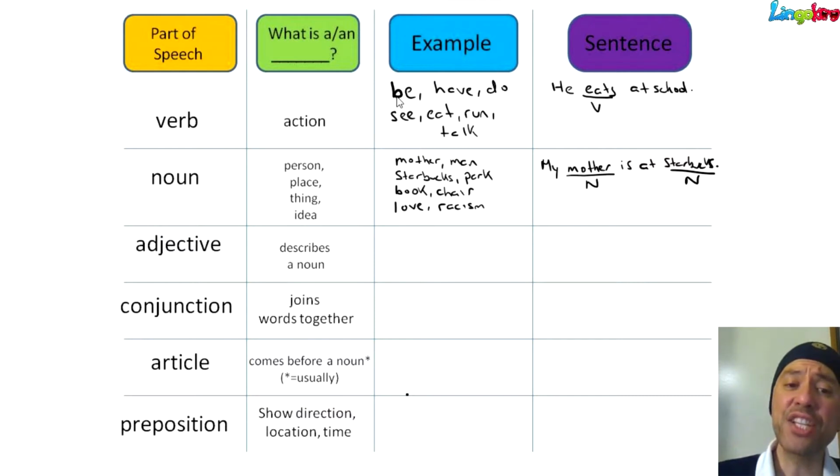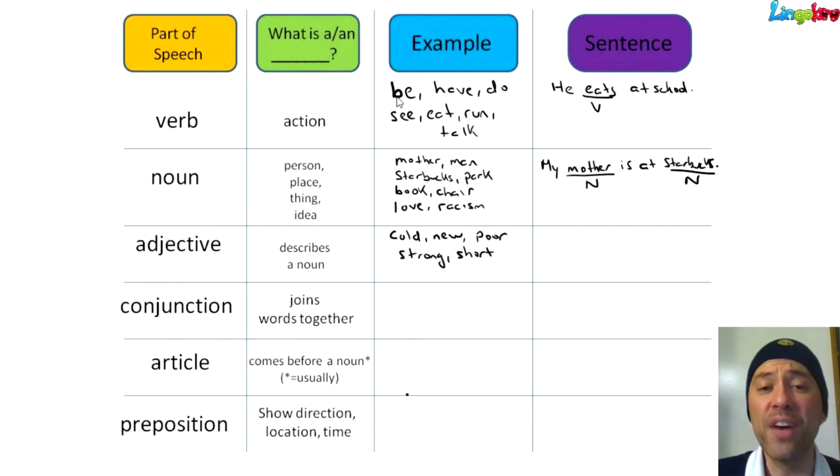Adjectives. Adjectives describe a noun. So, for example, something like cold, new, poor. Okay. What else? Strong, short. These are all examples of adjectives.